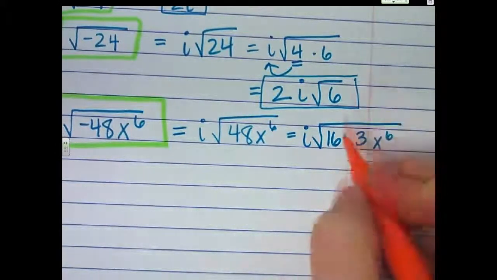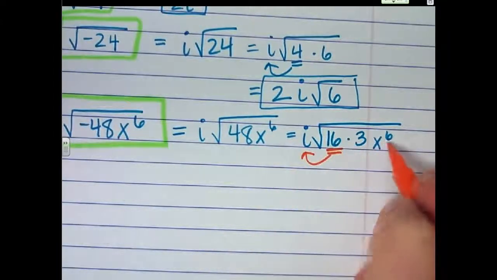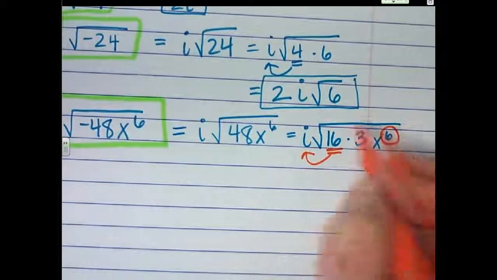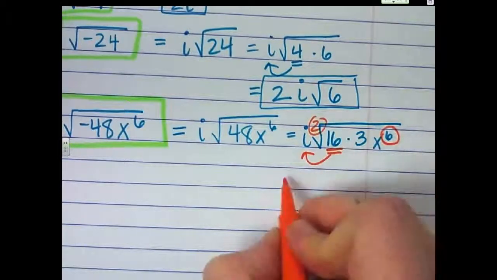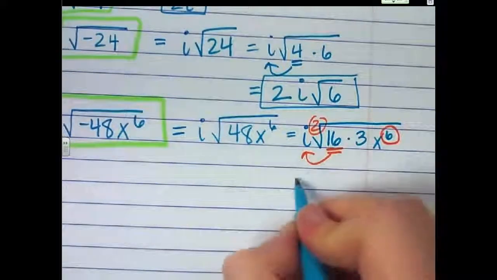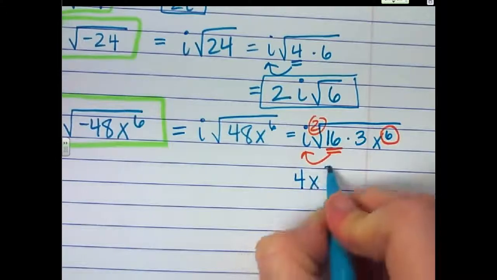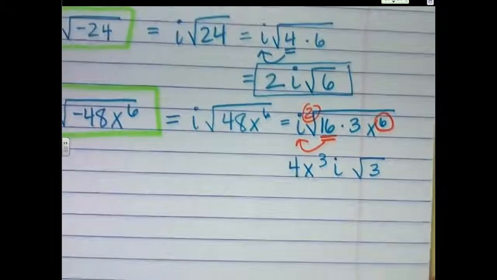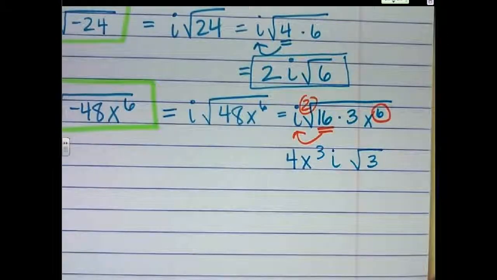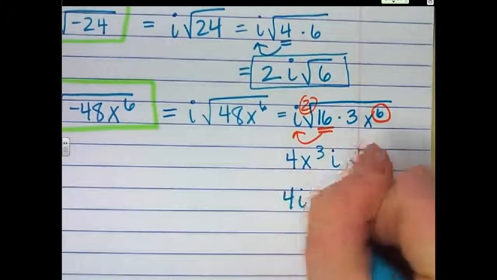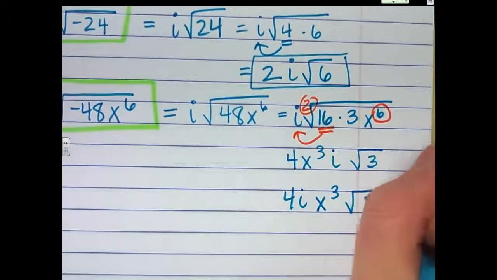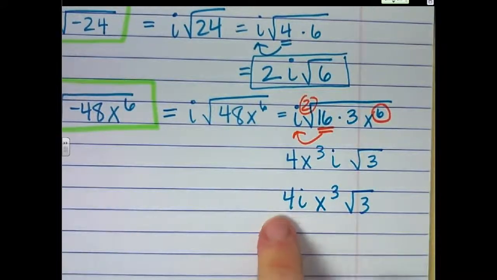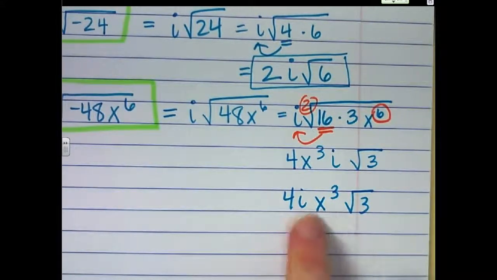So square root of 16 comes out. And what do I do with this x to the 6th? Divided by 2, good. So on the outside, we have 4, x to the 3rd, i, square root of 3. Or 4i x to the 3rd. So this one, like I said, I usually put my number first, but then here, the i's and the x's, you can switch those.